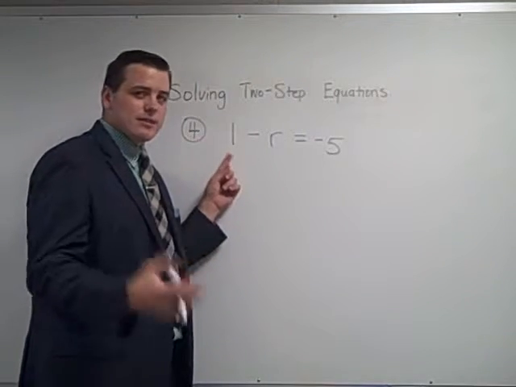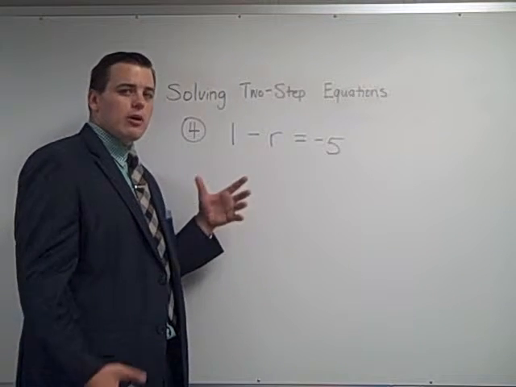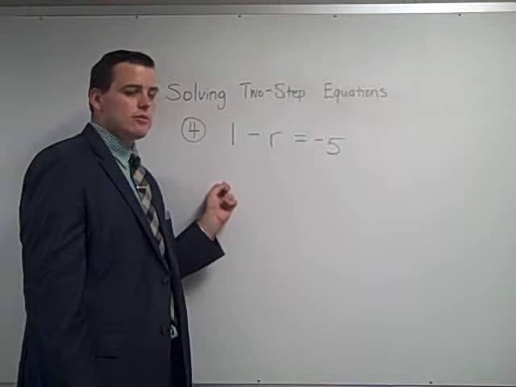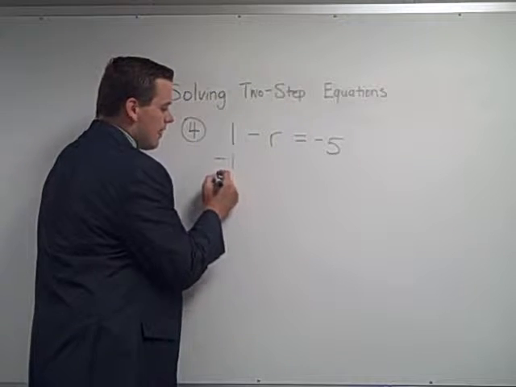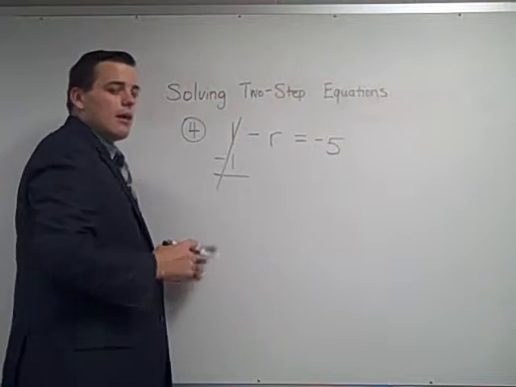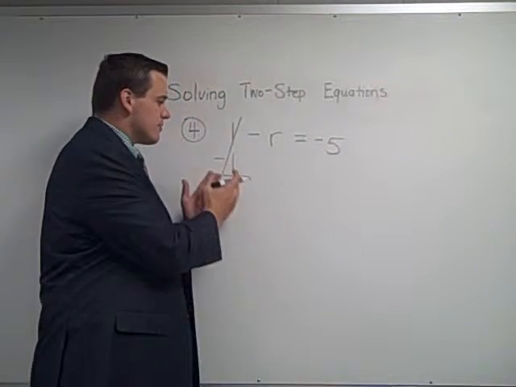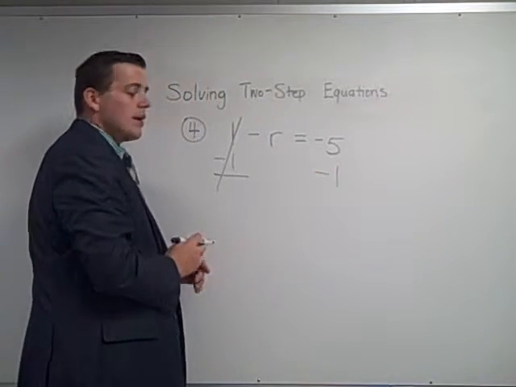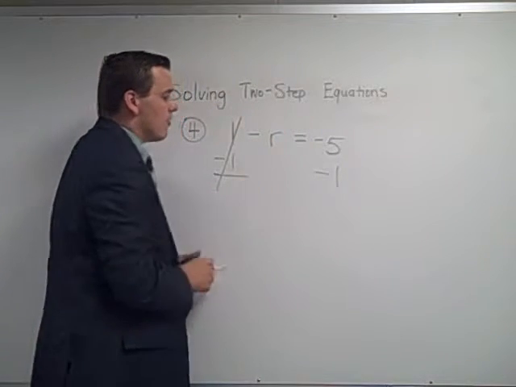So I ask myself: how am I going to get this 1 to 0? I would have to subtract 1. 1 minus 1 is 0. So I minus 1 right here, and that gives me 0, or I could say I cancel that out. What I do to one side of the equation, I must do to the other. So I've subtracted 1 here, now I'm going to subtract 1 here. Again, my main objective is to get this r alone.